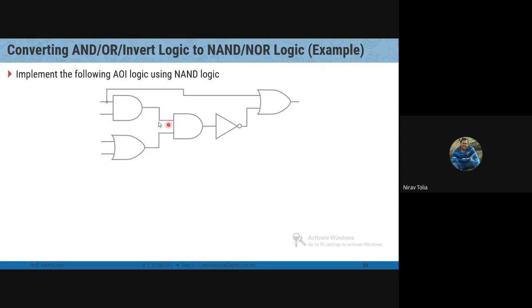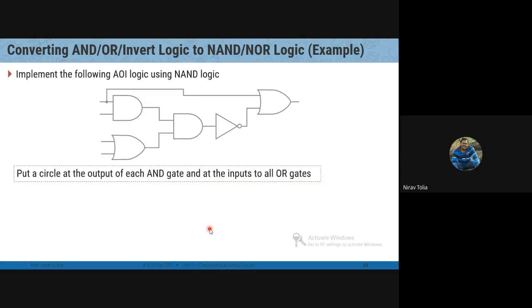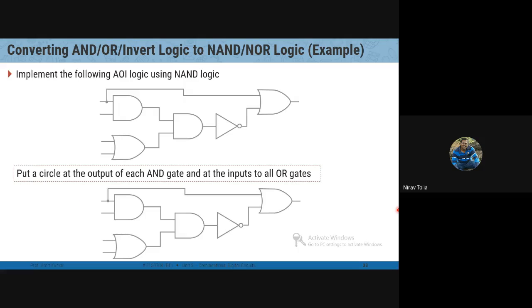We have to put the bubble at the output of each AND gate and at the input of each OR gate. Okay, so you can see, put a circle at the output of each AND gate and the input of all the OR gates. So this is the output of the AND gate. These are the 2 inputs of an OR gate. Again, we have a circle here, and we have 2 circles here.